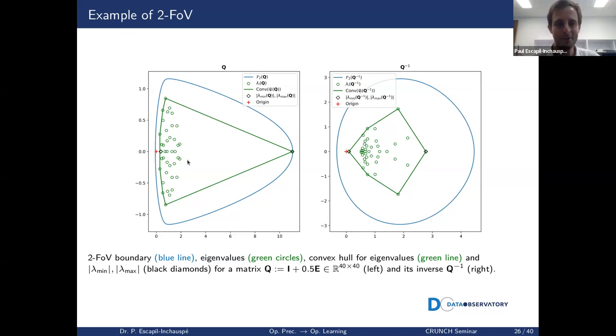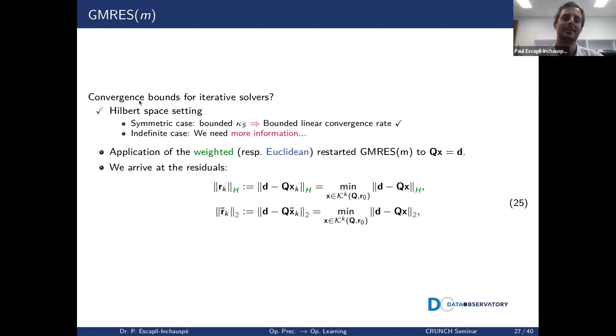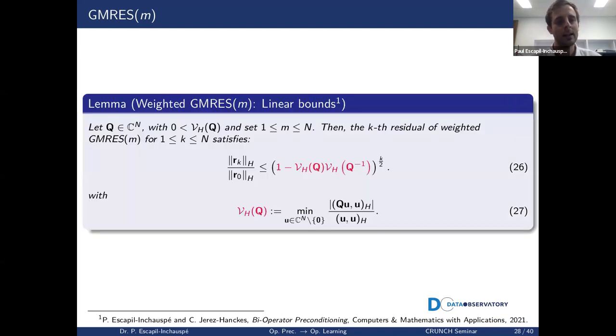Okay, so let's see why it's important. It's important because when we apply GMRES, the iterative solver that is commonly used for the indefinite case, with its restarted version, we see that we can get bounds on the residuals, which were quite similar to what we had for conjugate gradients. But this time the bound depends on the field of value, the minimal distance to zero of the field of value. It's defined here. So you have your whole field of value, and you see where it gets closer relative to zero. And using that, you can get a bound.